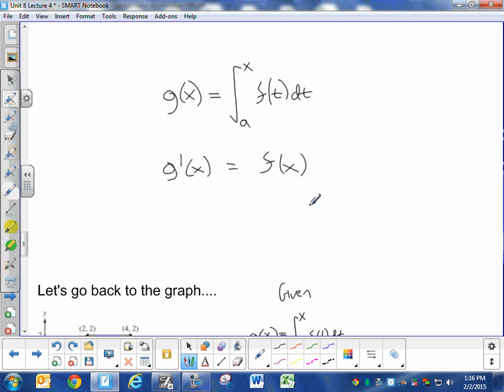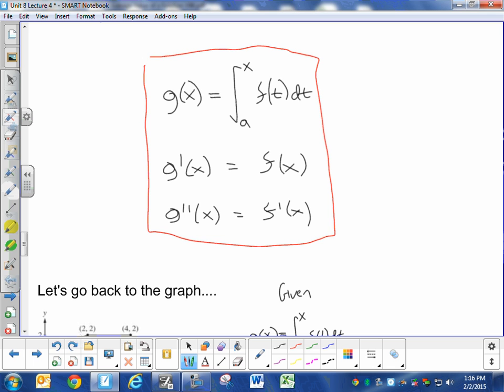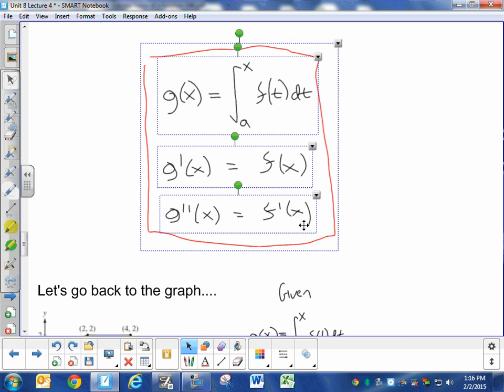I can go another step and take the derivative of this side and say G double prime will be equal to F prime. This is very, very important. The most important thing from this lesson is this kind of step down process. G is the antiderivative of F. G prime is F. G double prime is F prime. They're like one away from each other. Okay?